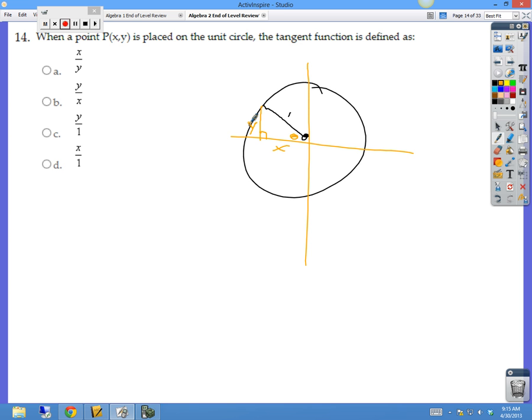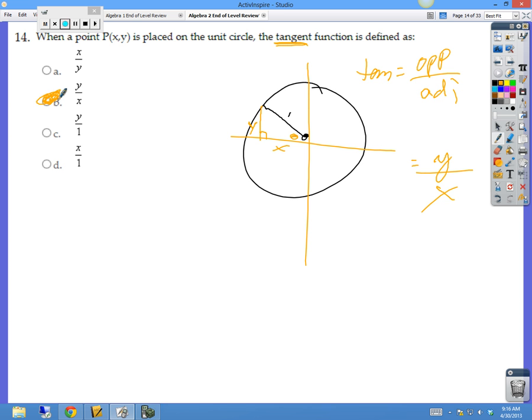So they want you to do tangent. Tangent is opposite over hypotenuse. So if you're looking from right here, opposite is going to be Y. Hypotenuse is 1. So tangent is going to, no, it's not opposite over hypotenuse. No, it's opposite over adjacent. Opposite over adjacent. So it's going to be Y over X. Opposite over adjacent, so it's got to be B.